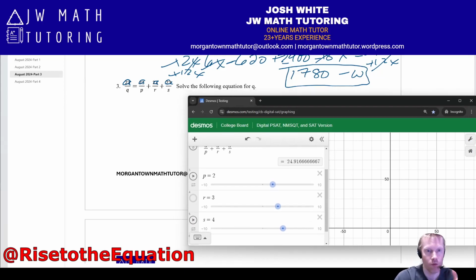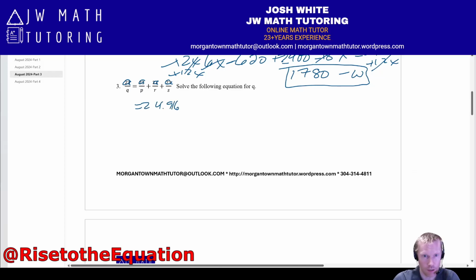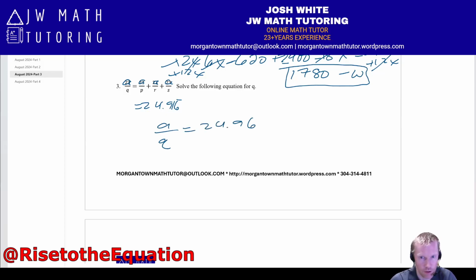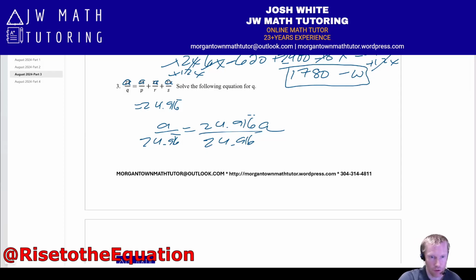So what this tells me is the right side of this equation, when I pick these values for P, R, and S, is equal to 24.916, basically repeating. Okay? So now, on the left side, it's A over Q, or 23 over Q, is equal to 24.916. So if you just rearrange this, cross multiply and get the Q up here, and then divide by this on both sides, that will give you the value for Q.